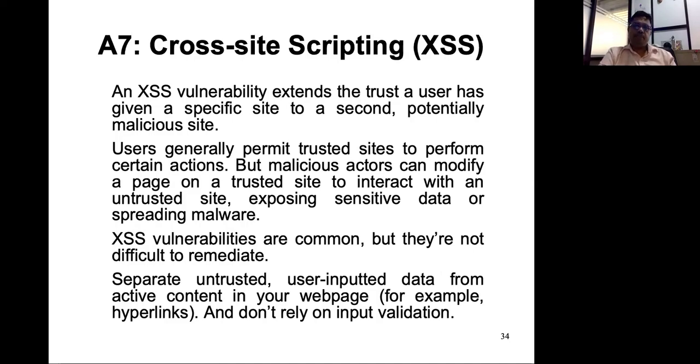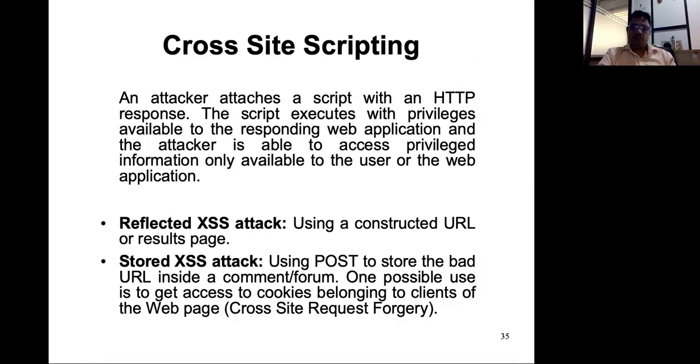So some people try to execute a script with your privileges on your browser, and steal cookies and other sensitive data. There are two types of cross-site scripting: reflected cross-site scripting and stored cross-site scripting. In reflected attacks, it happens like this.